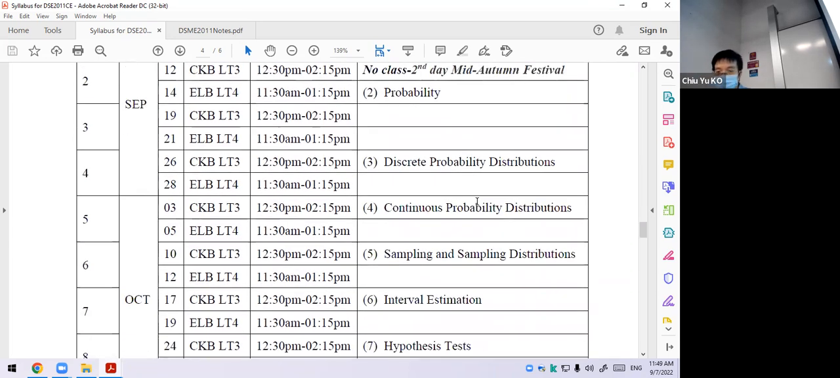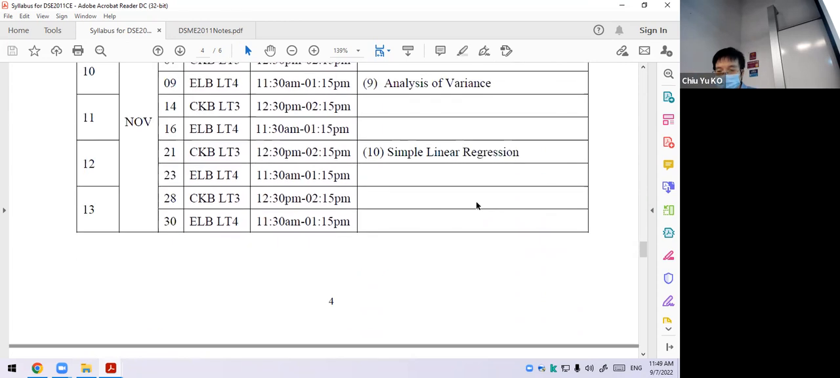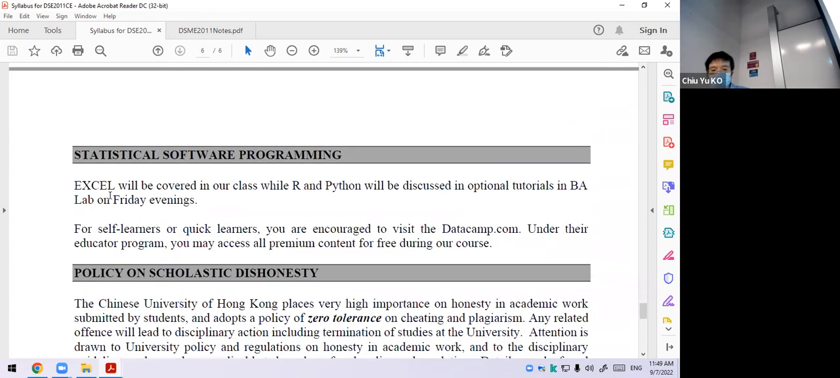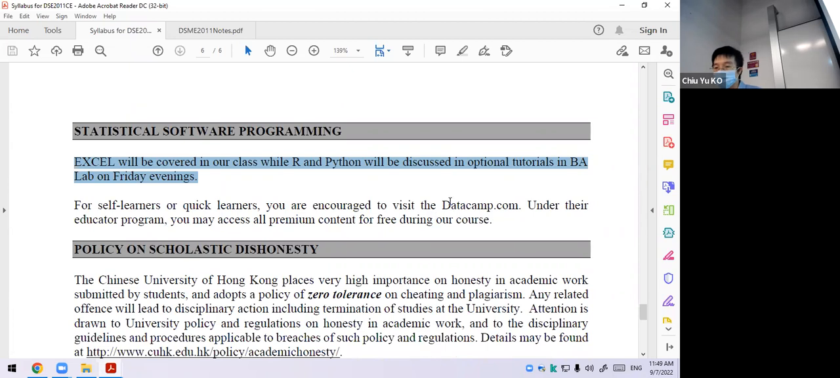This schedule is something that we try to follow, but we don't have to. And as I said, for programming, we will cover Excel only. Surprisingly, for business applications, Excel is still the main thing. Unless you are doing some data science, R and Python may be there, but R and Python are covered in tutorial. So I will focus on Excel, and everything on Excel is in the slides already. And I mentioned the DataCamp.